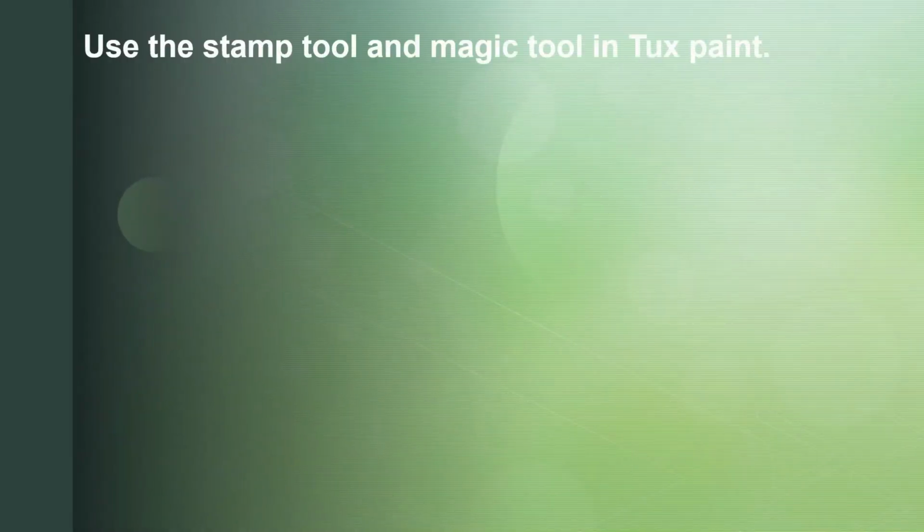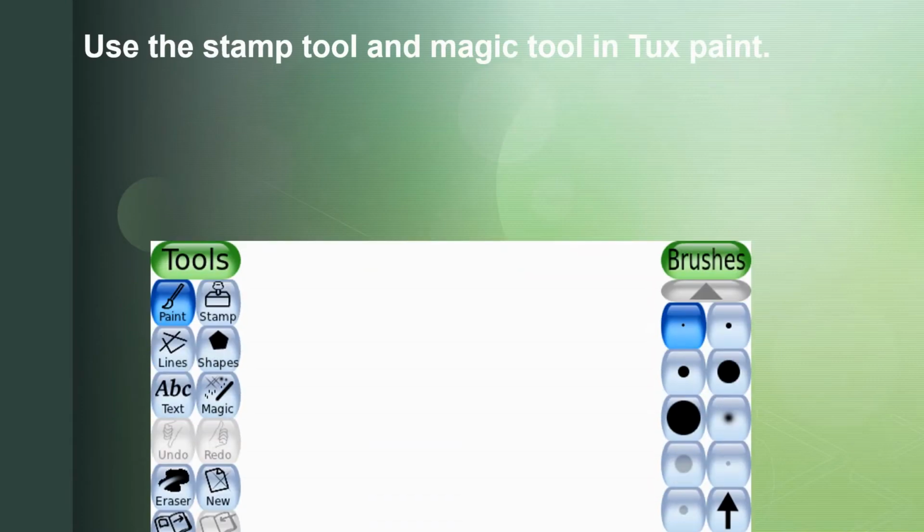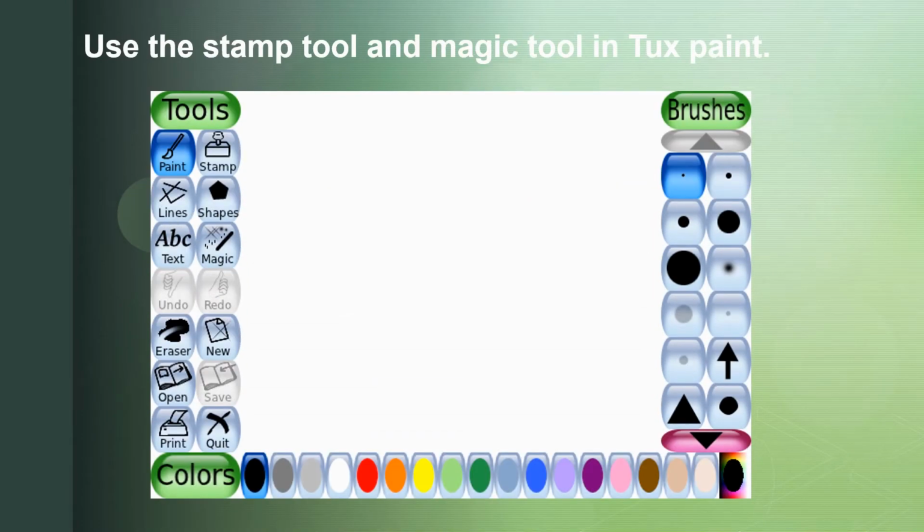Use the stamp tool and magic tool in Tux Paint. This is the main feature of Tux Paint. Children, we can use the stamp tool and magic tool. You can see in the picture tools on the left side and brushes on the right side. When we want to draw anything, we have to use tools and we have to color with a different size of brush. And at the bottom you can see the color palette. When we select any color to fill, then the color will appear.